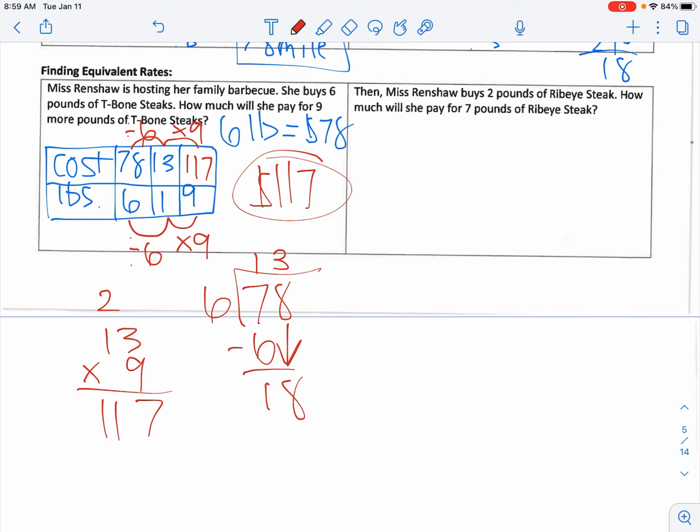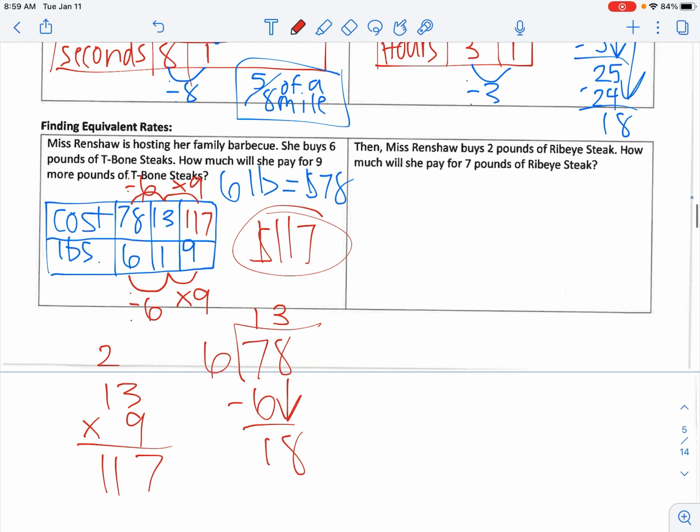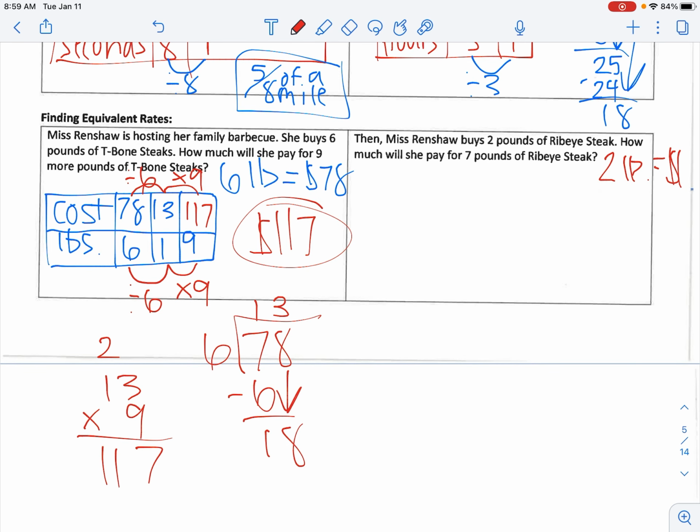I want you to try this next one on your own, but I forgot information on that one too. So on this one, 2 pounds equals $16. Oh my gosh. Okay, go ahead and pause the video and see if you can do this one on your own.